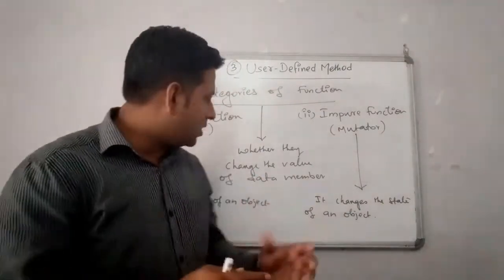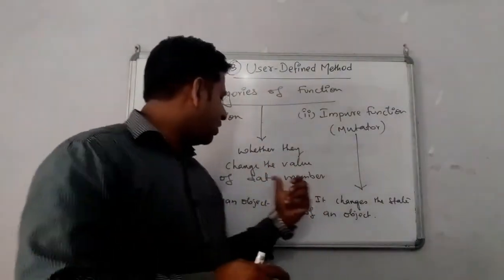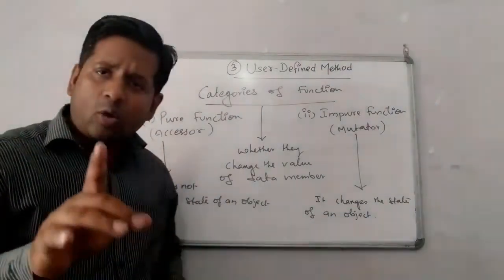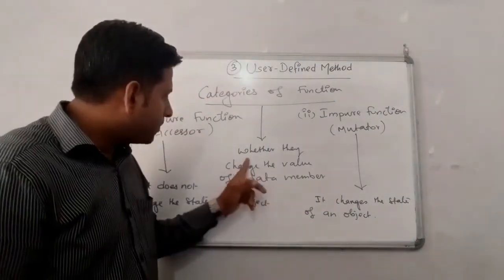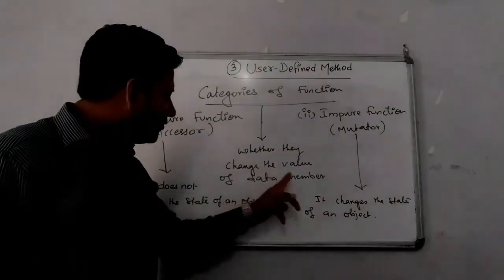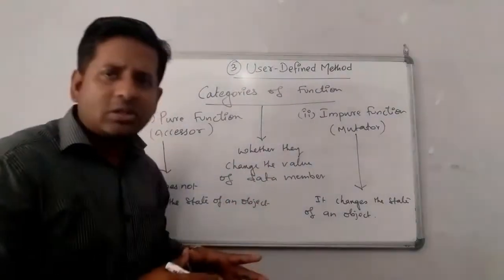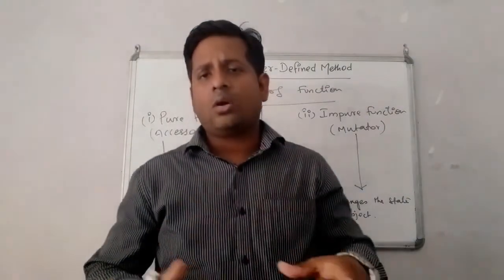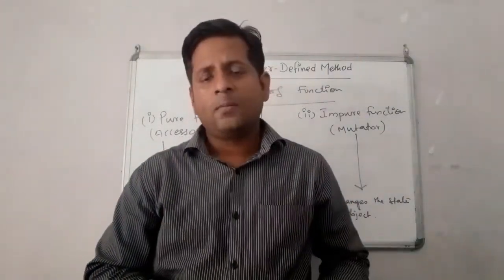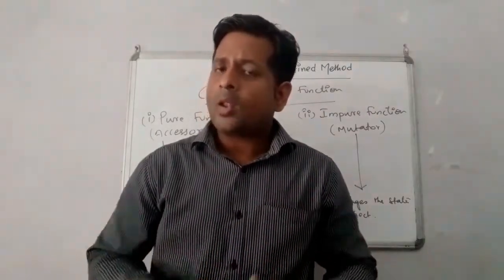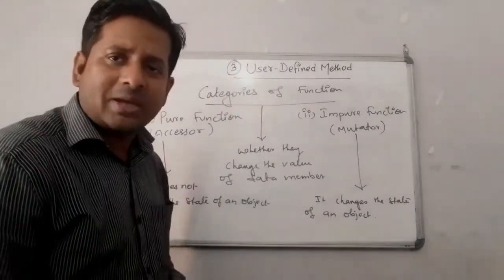So based on whether they change the value of data members. Now here object means not only object, it can be data members also. So based on whether they change the value of data members, there are 2 categories of functions, that is pure functions and impure functions. So is this clear children? Now let us see some more topics from this chapter.